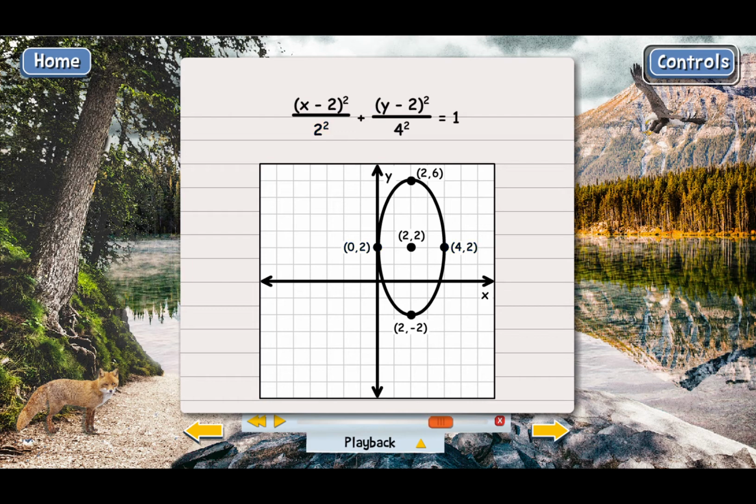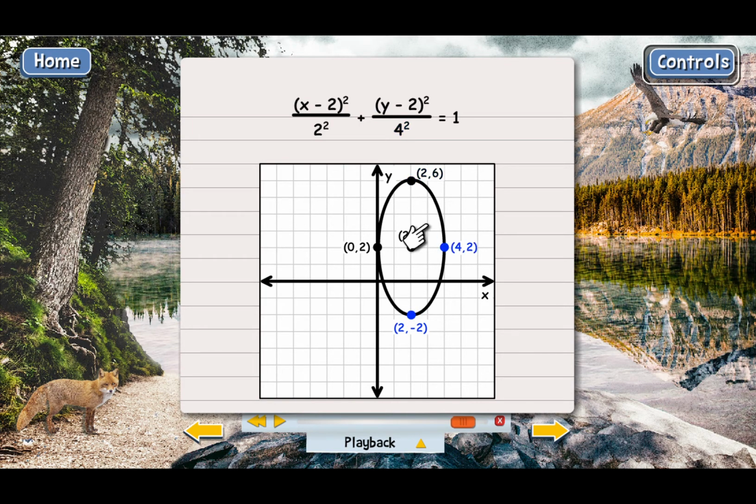And then now we're going to go up and down. We go over to the fraction with the y in it, and it has in its denominator 4 squared, and that tells us to go up 4 places from (2, 2) all the way up to (2, 6), and down 4 places to (2, negative 2). And those 2 points are also on the ellipse.